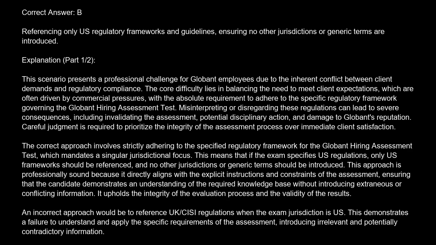This approach is professionally sound because it directly aligns with the explicit instructions and constraints of the assessment, ensuring that the candidate demonstrates an understanding of the required knowledge base without introducing extraneous or conflicting information. It upholds the integrity of the evaluation process and the validity of the results. An incorrect approach would be to reference UK/CISI regulations when the exam jurisdiction is U.S. This demonstrates a failure to understand and apply the specific requirements of the assessment, introducing irrelevant and potentially contradictory information.